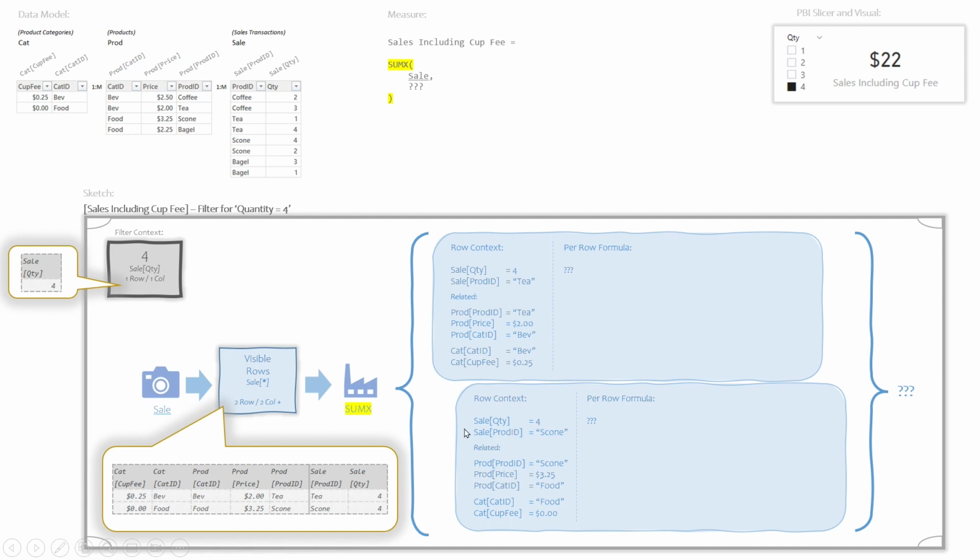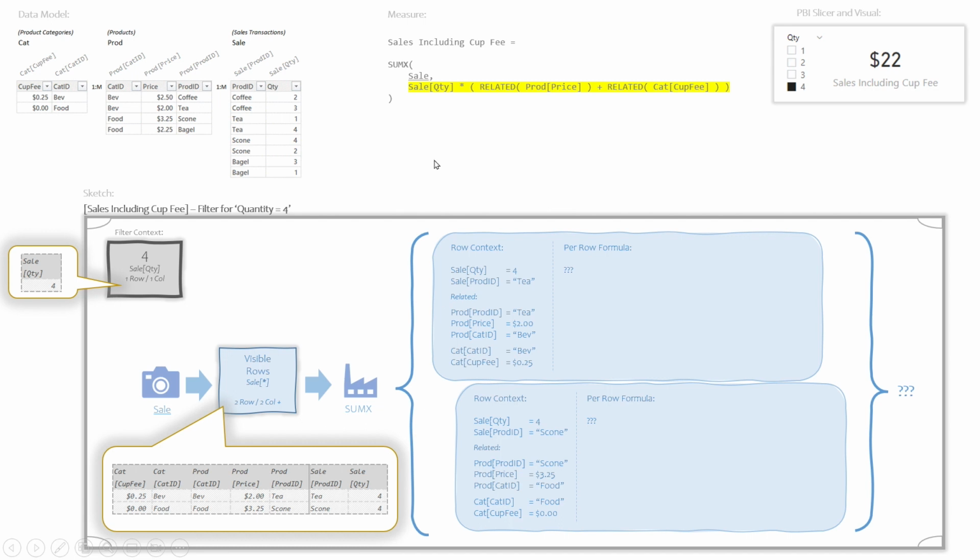In addition to our normal current row values, quantity equals 4 and product ID equals scone, the row context also has these additional values of the current row based off of the related columns. Which I think takes us to our next principle. Oh, no, we're not at the principle yet. Okay. So what are we going to do with these two row contexts that SUMX has created?